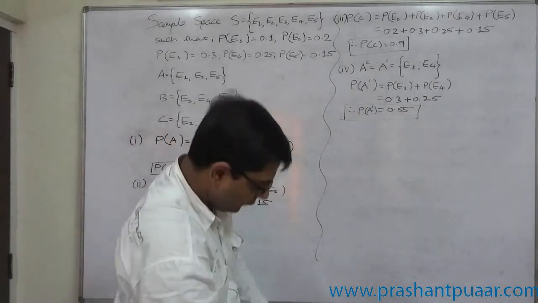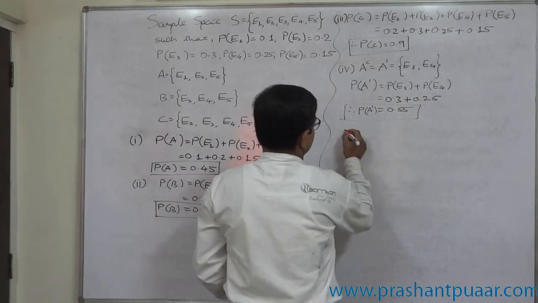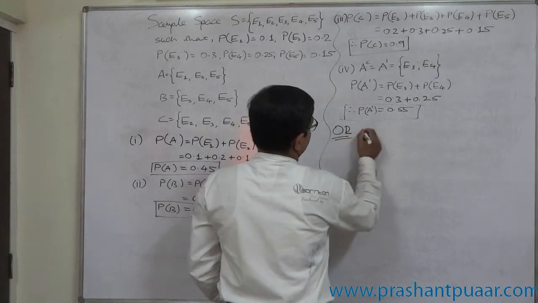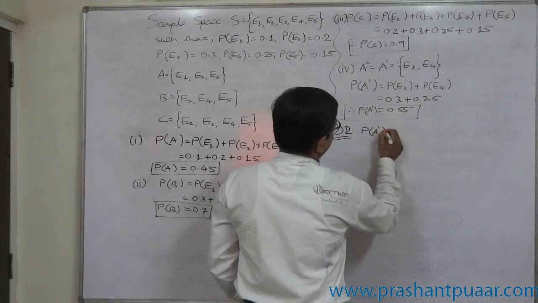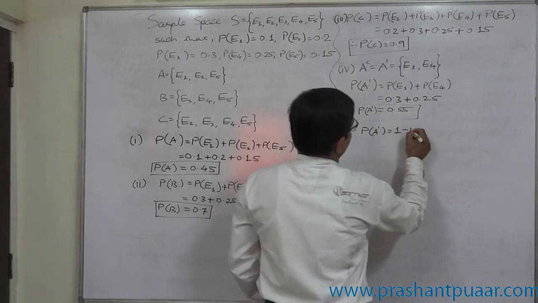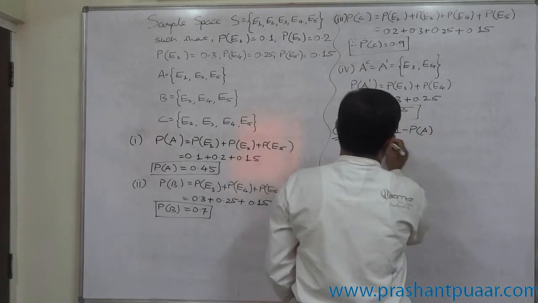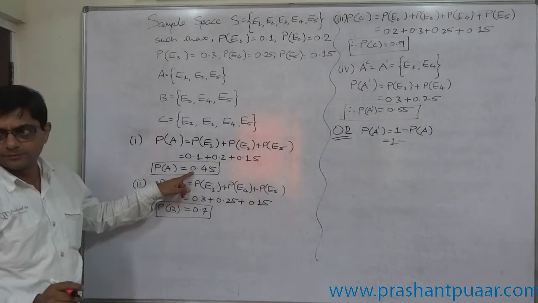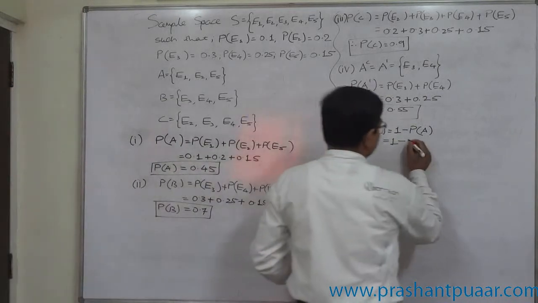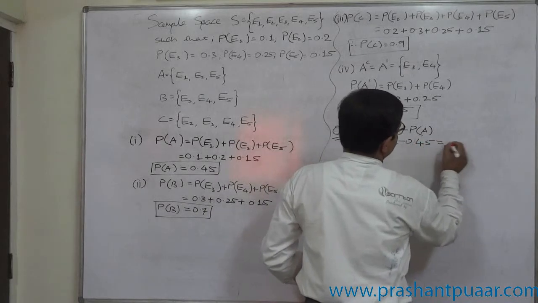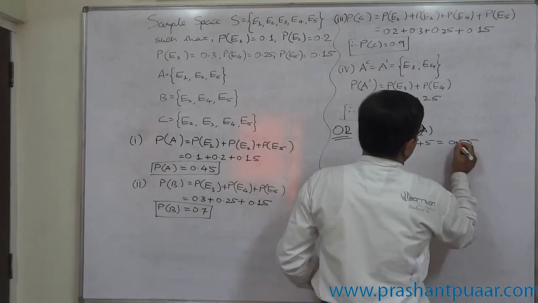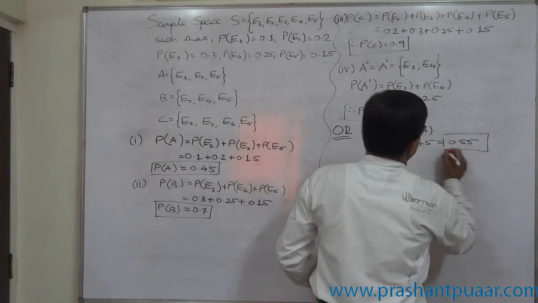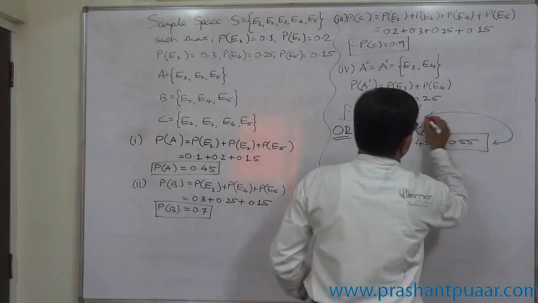The alternative way to find P of A complement is P of A complement equals 1 minus P of A. That means 1 minus 0.45, that means 0.55. The same answer.